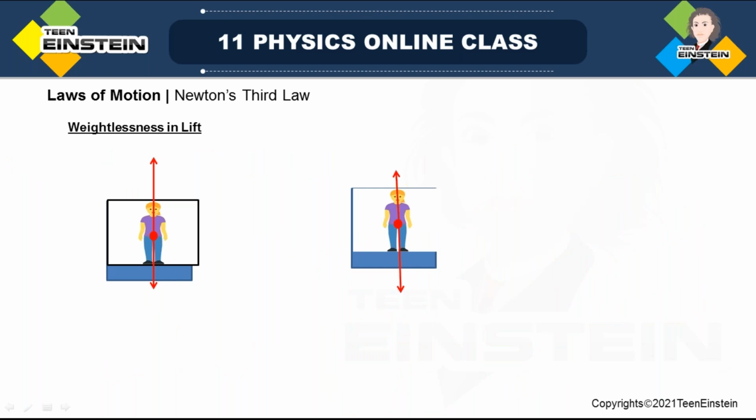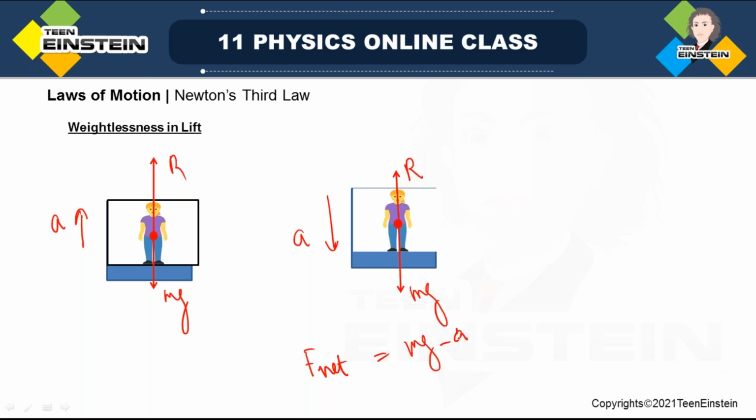Now we will take up another situation. This is actually moving up; I'll just write it in terms of notation. This is R, this is mg. Now, suppose the lift is moving downward with the same acceleration A. So what will be the net force? R will be upward and mg will be downward. So what will be the net force on the man? It will be mg minus ma.